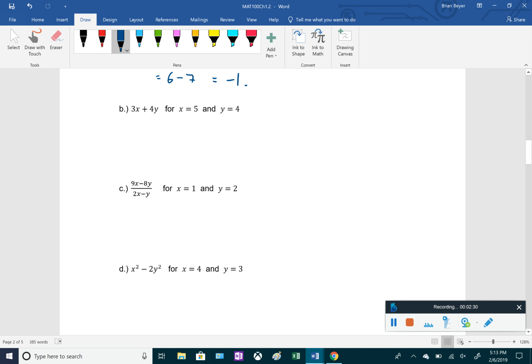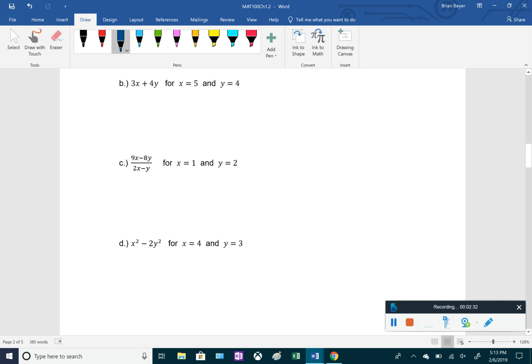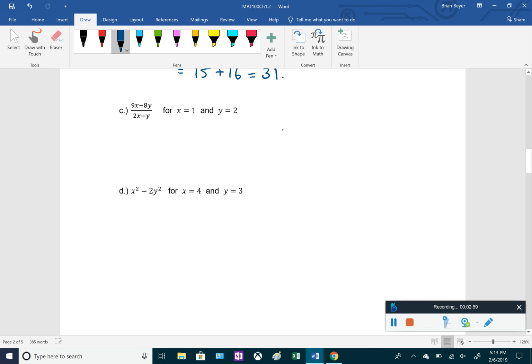Okay, next one we have 3x plus 4y. And the x is going to be 5 and the y is 4. So let's plug in a 5 into x, a 4 into y. So we have 3 times 5 plus 4 times 4. So order of operations, we do the multiplication first here. 3 times 5 is 15. 4 times 4 is 16. 15 plus 16 is 31. And they'll get a little messier.